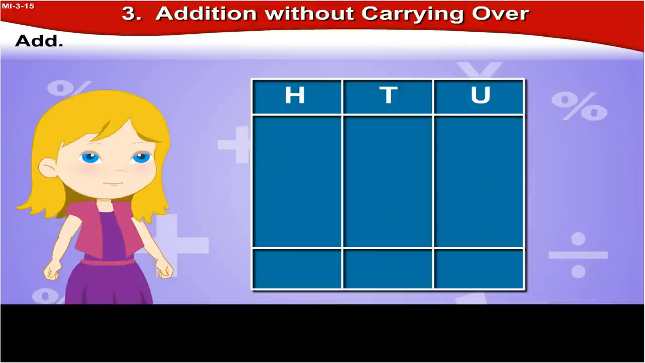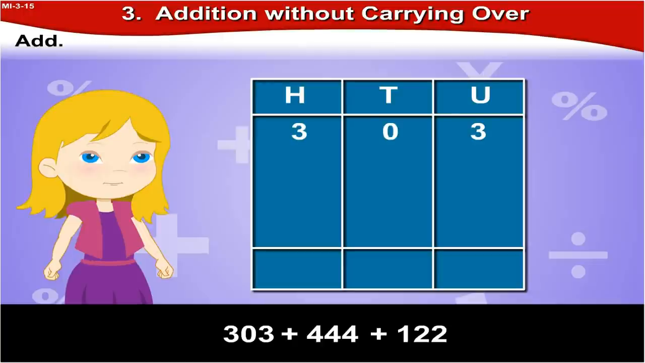Now the third sum. 303 plus 444 plus 122. First we'll arrange them in vertical order, writing HTU. 303 would be 300, 0 tens, 3 units, plus 444 would be 400, 4 tens, 4 units, plus 122 would be 100, 2 tens, 2 units.